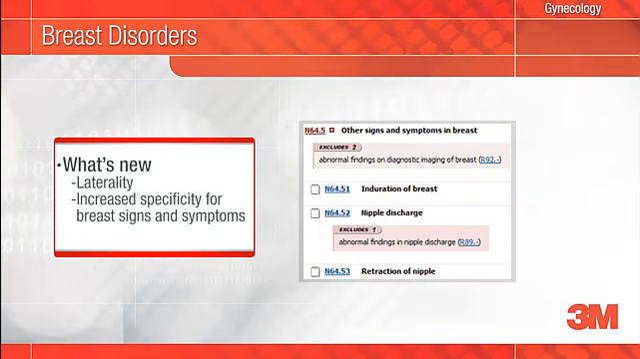In ICD-9, these conditions were assigned the generic code of 611.79, Other Disorders of Breast. The increased specificity of the ICD-10 codes for these conditions may assist in supporting the medical necessity of diagnostic evaluation of breast imaging, for example.